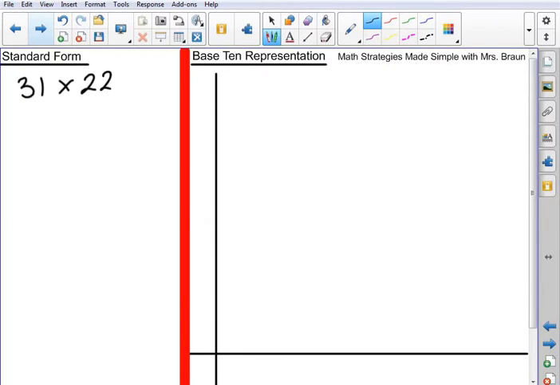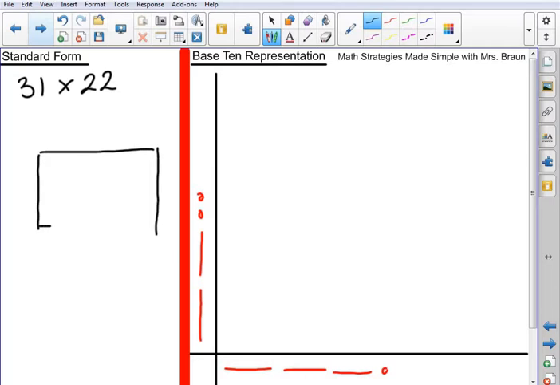times 22. So again, I'm showing both of these factors on my area model. When I look at 31, I see 3 tens and 1 one. When I look at 22, I see 2 tens and 2 ones. Okay, when I set up my box, I'm again grouping these into tens and ones.